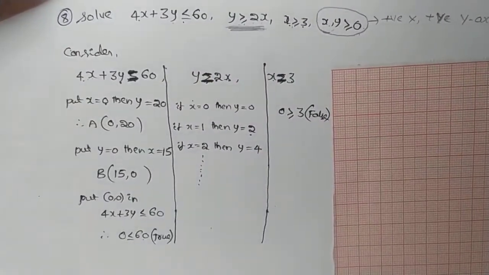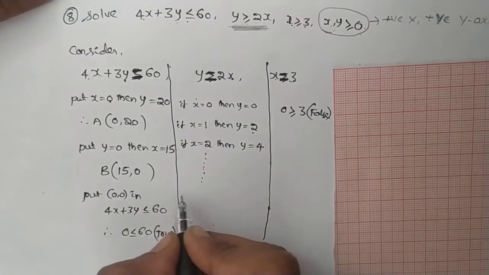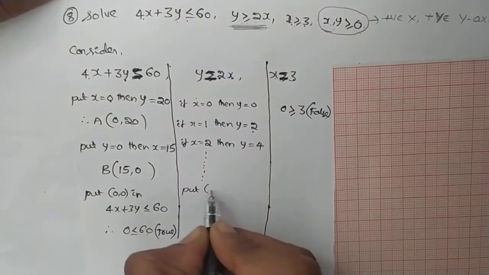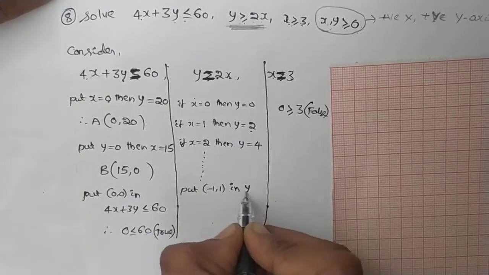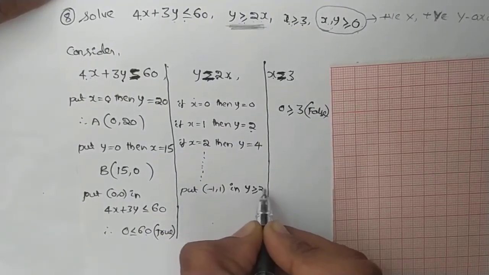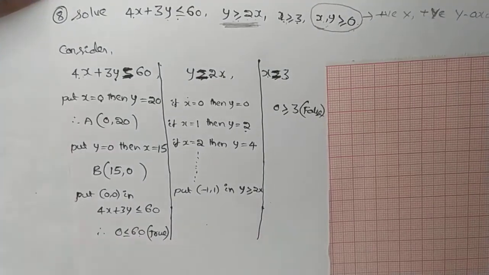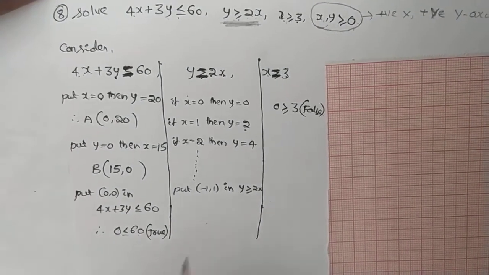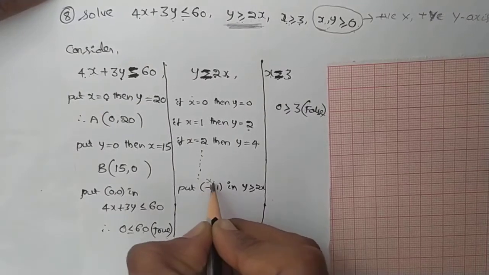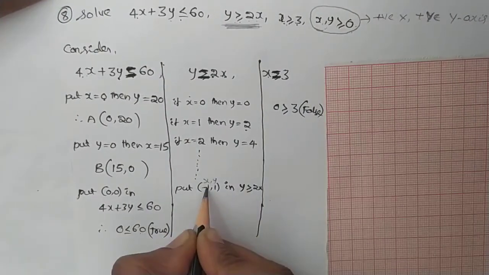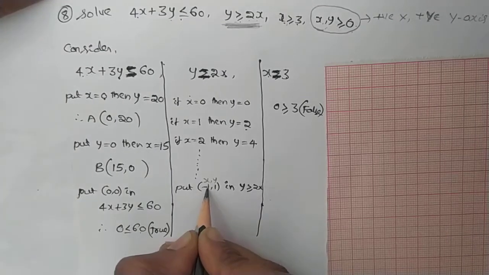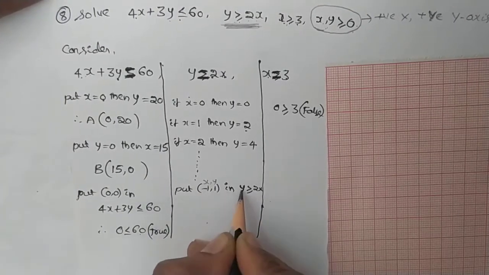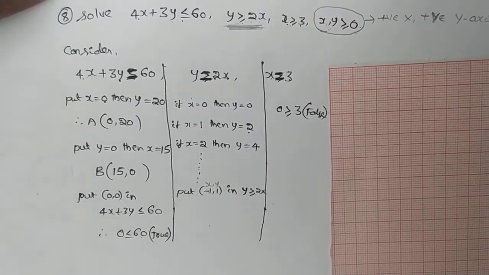Minus 1 comma 1. Put minus 1 comma 1 in the inequality y greater than or equal to 2x. Kindly do not get confused, it is x comma y. In place of x, put minus 1. In place of y, put plus 1. You just substitute in this.